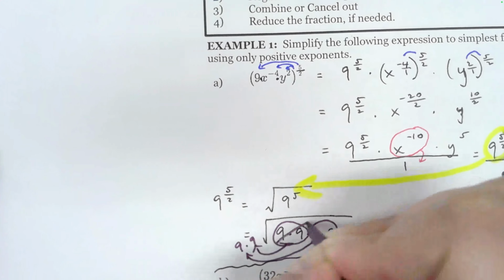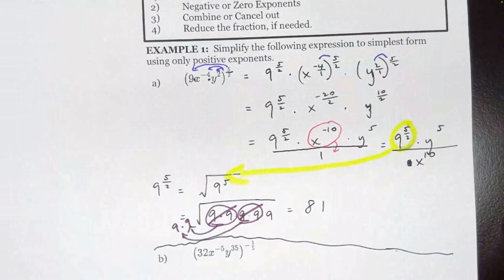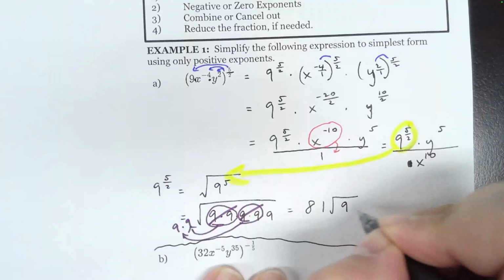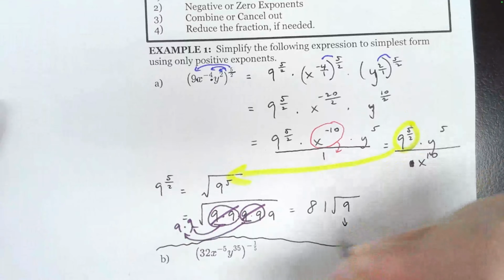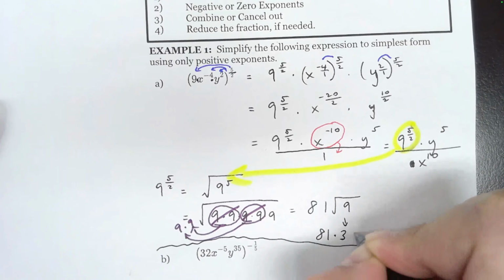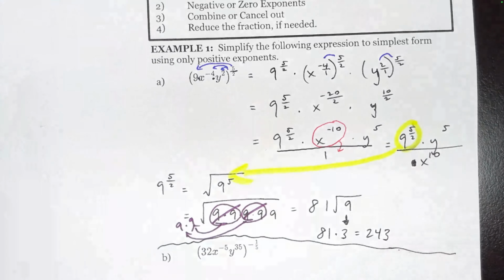So I have 9 times 9. Those guys go away. So I have 9 times 9, which makes 81, with 1 nine left over. So 81 with a 9 left over. That's not all the way simplified, though, because what's the square root of 9? 3. So this guy is actually 81 times 3, which if you go to your calculator is 243.